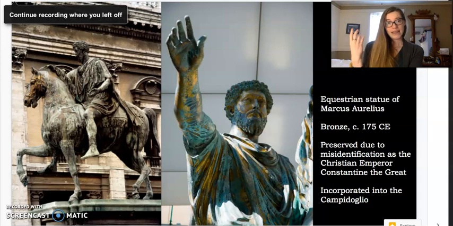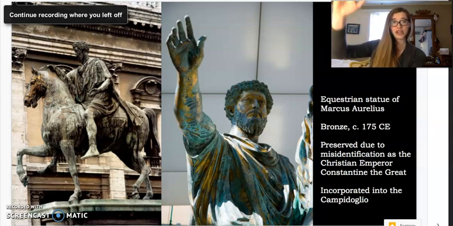So in this case, people thought that this statue of Marcus Aurelius, that we can now identify more securely, it is bronze, was of the Christian emperor. It was then used by Michelangelo. It existed in Rome forever, and then it was incorporated by Michelangelo into the center of the Campidoglio Piazza.